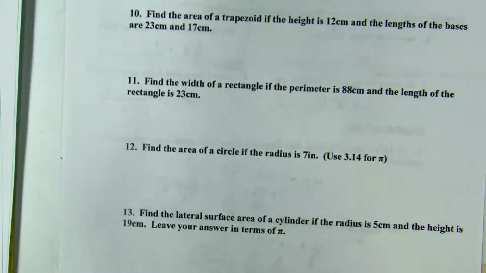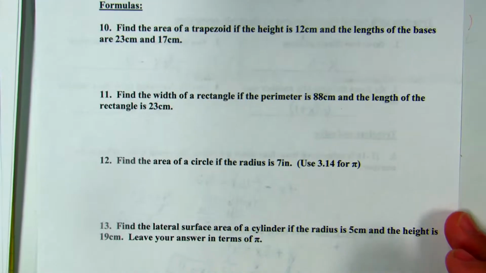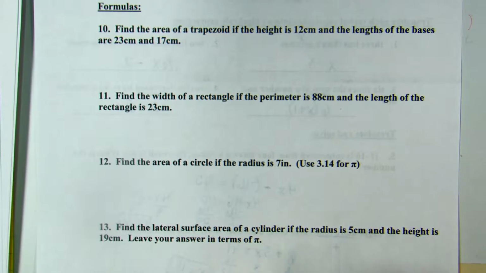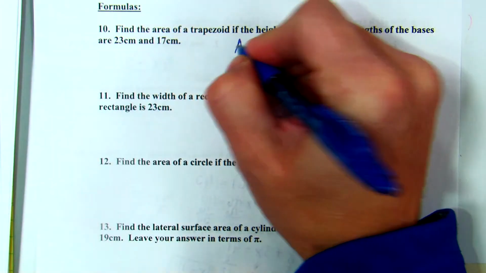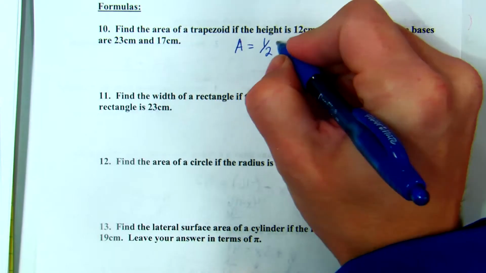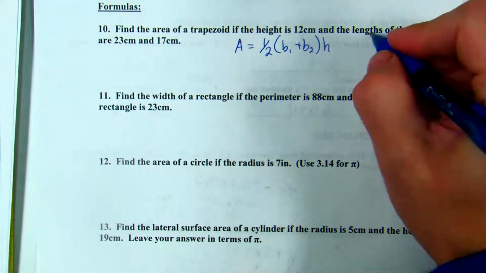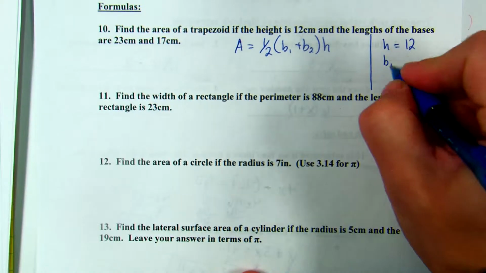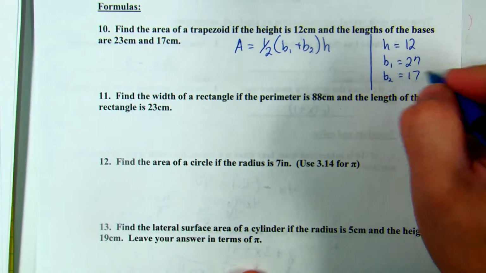Alright, let's flip the page. And we'll run into our formulas. Find the area of a trapezoid. If the height is 12 centimeters, the lengths of the bases are 23 and 17. We know that the formula for the area is going to be equal to 1/2 of base 1 plus base 2 times h. We'll make our key to the right here. We know that the h, or the height, is 12. We know that base 1 and base 2, order doesn't really matter here, is 23 and 17.